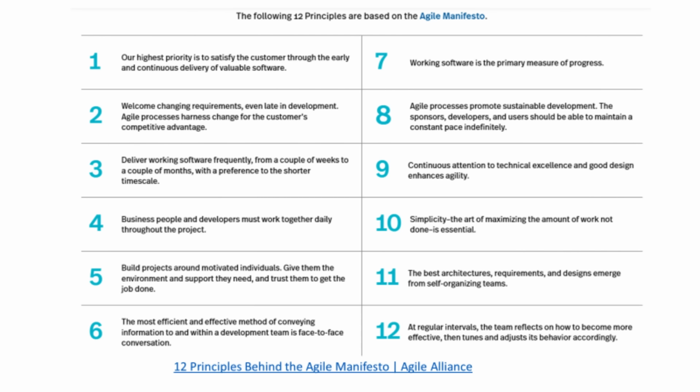Agile processes promote sustainable development. The sponsors, developers, and users should be able to maintain a constant pace indefinitely. Continuous attention to technical excellence and good design enhances agility. Simplicity, the art of maximizing the amount of work not done, is essential. The best architectures, requirements, and designs emerge from self-organizing teams. At regular intervals, the team reflects on how to become more effective, then tunes and adjusts its behavior accordingly.